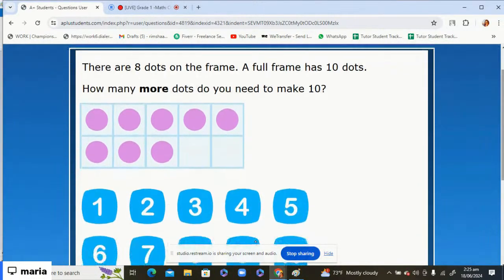Okay. So there are 8 dots on the frame, and the frame has 10 dots. How many more dots that you need to make 10? 8 dots are given. How many more dots? How many blank spaces are there? Check.